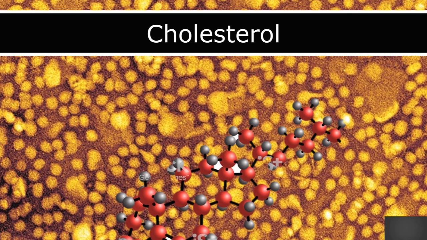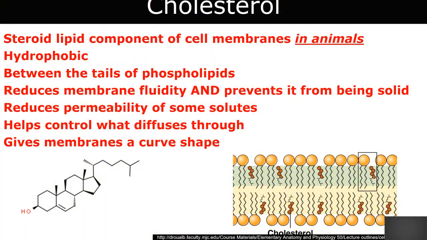Okay, so now we're going to talk about this special molecule called cholesterol, which you've probably heard something about, a lot of dietary needs that you need to avoid it. Cholesterol is a steroid lipid component of the cell membranes, but you only find it in animals. You will not find it in plants or bacteria. Cholesterol is strictly an animal thing.